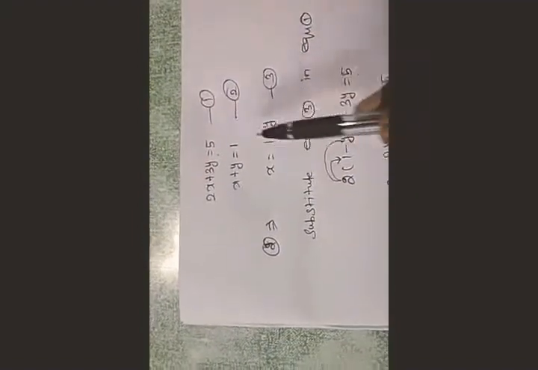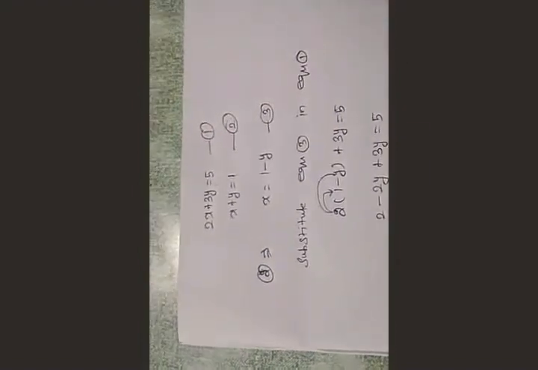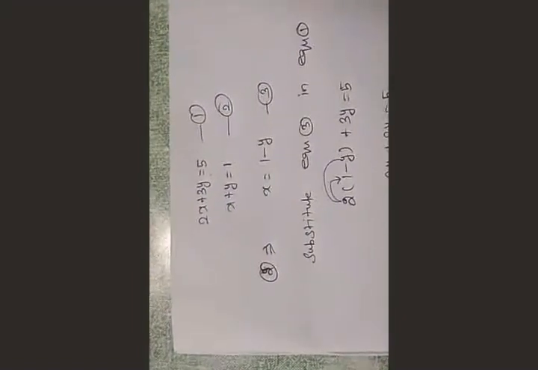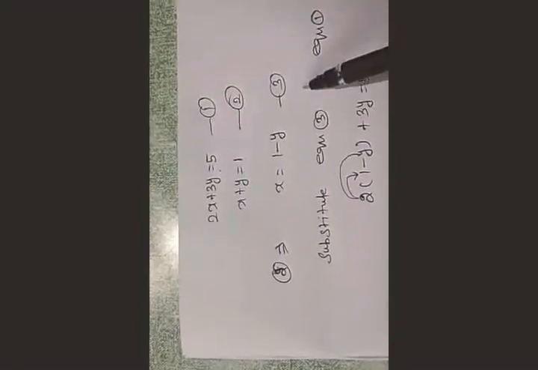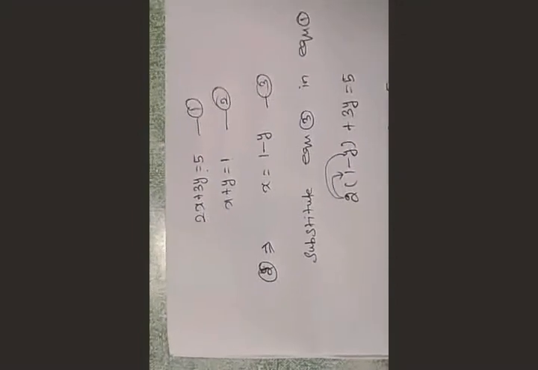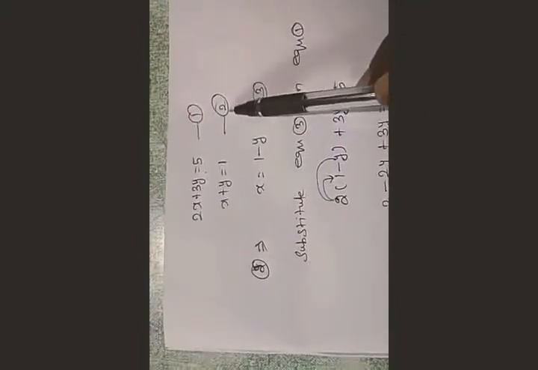2x plus 3y is equal to 5. X plus y is equal to 1. Two equations are given. Okay. So you find any one. First write one variable in terms of another variable. So x is equal to 1 minus y. So you substitute in another equation. This x is equal to 1 minus y found from equation number 2. So you substitute in equation 1.